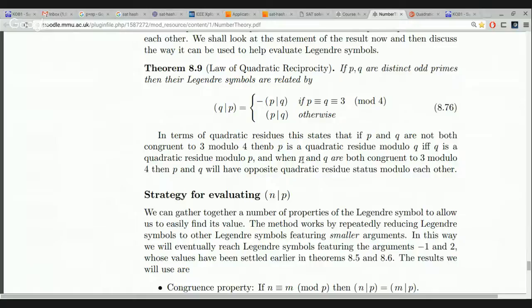So (Q/P) takes a value plus or minus 1, which indicates whether or not the congruence class represented by Q is a quadratic residue modulo P. So whether Q is a square modulo P. (P/Q) is the Legendre symbol that refers to the other constant: whether or not P, this time, is a quadratic residue modulo Q.